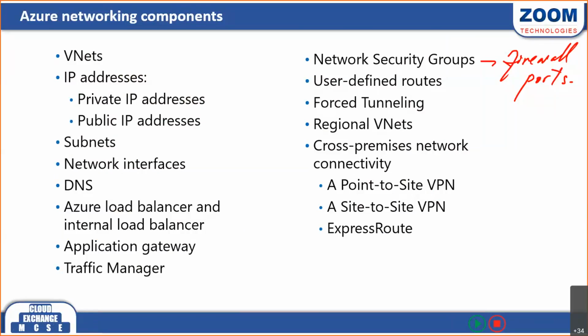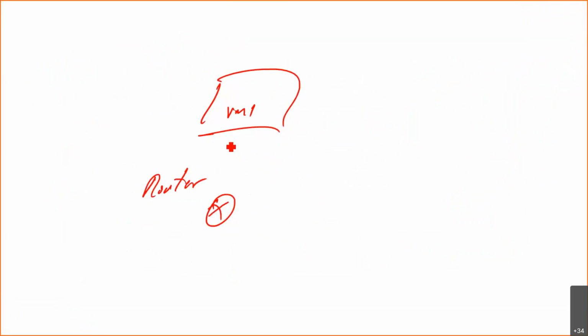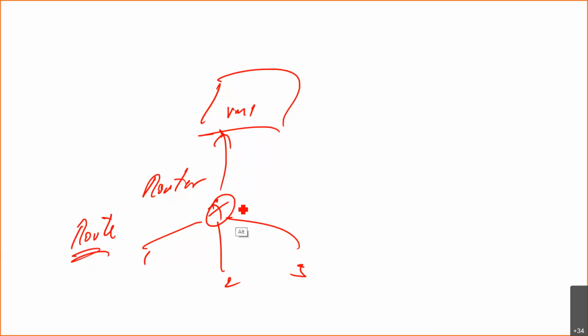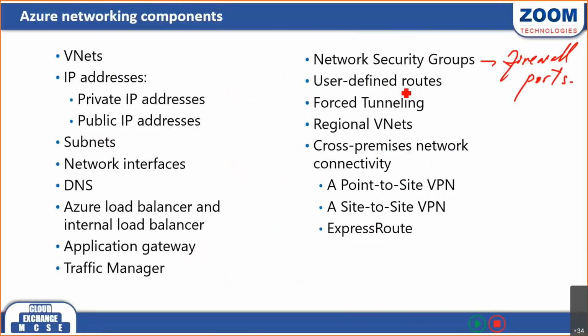For example, we have our network servers. This is my VM, and this VM is connected to a router. This router has three routes: route 1, route 2, route 3. By the help of user-defined routes, we can define which route the user has to use to connect to this VM, maybe route 1, route 2, or route 3. So by the help of user-defined routes, we can define the routes to connect to the service.